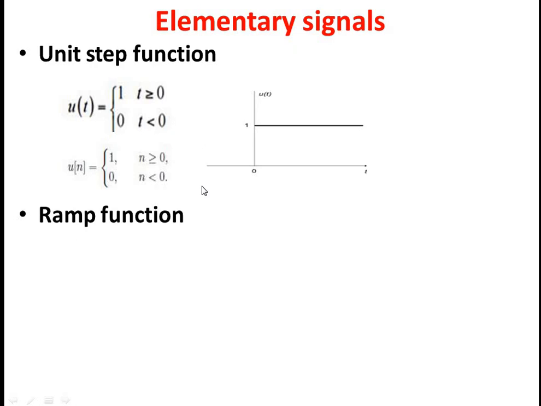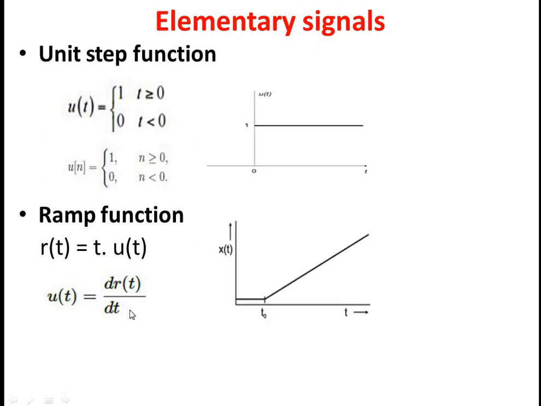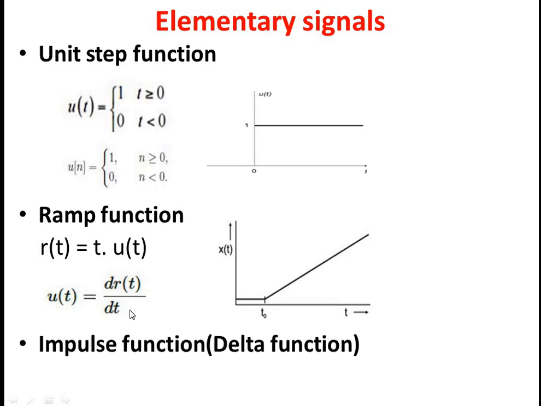The second function is the ramp function, and we can relate the ramp function to the unit step function as t times u of t. Or else we can say that u of t is nothing but the differentiation of the ramp function, and this is the graphical representation of the ramp function. The third one is the impulse function or delta function, and we can relate it to the step function as del of t is nothing but the differentiation of u of t. This is the graphical representation along with the mathematical function.